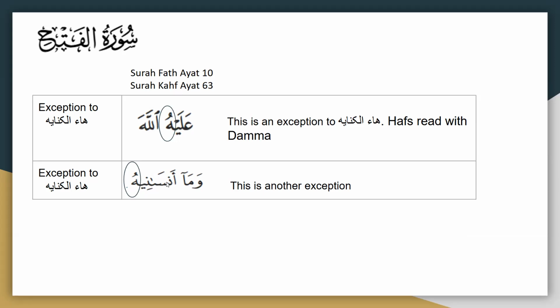And another place, Surah Al-Kahf, ayah number 63, Imam Hafs has read the ha al-damir or ha al-kinaya with the dhamma again. وَمَا أَنسَانِيهُ, not nihi. This is different from the other Qurra. So it's called exception to the rule. This is special for Imam Hafs. عليه الله وما أنسانيه.